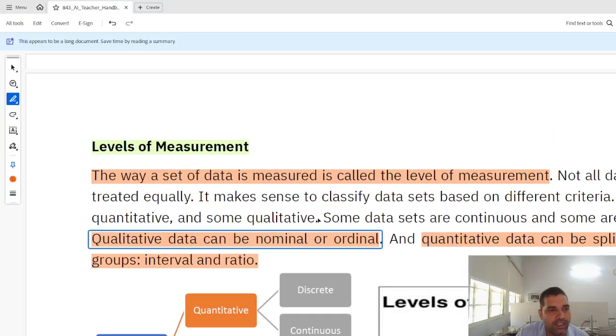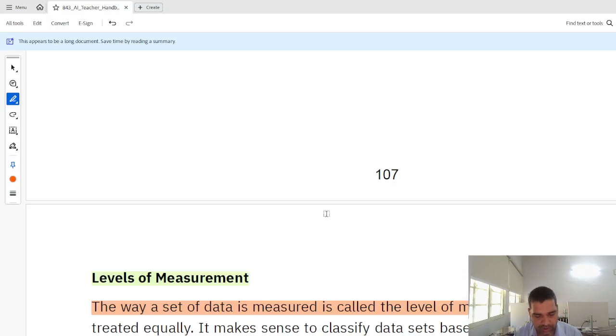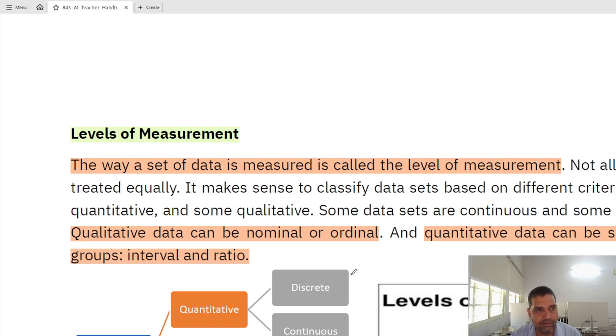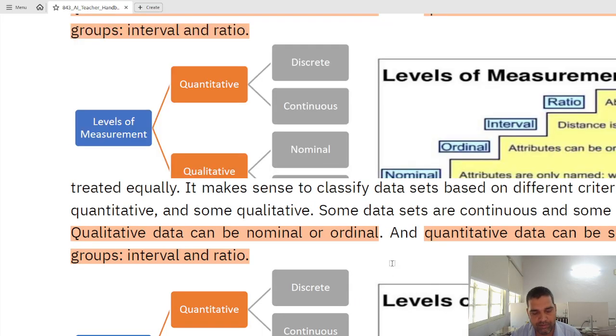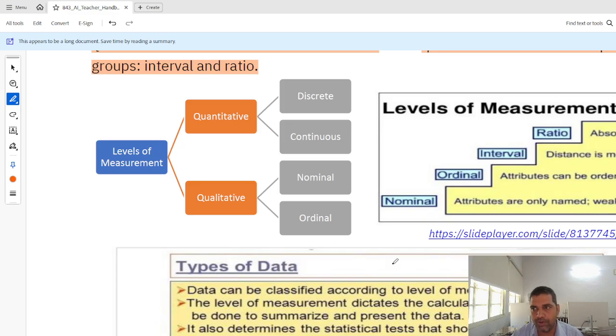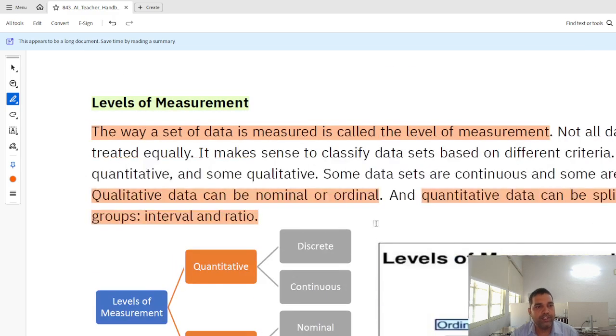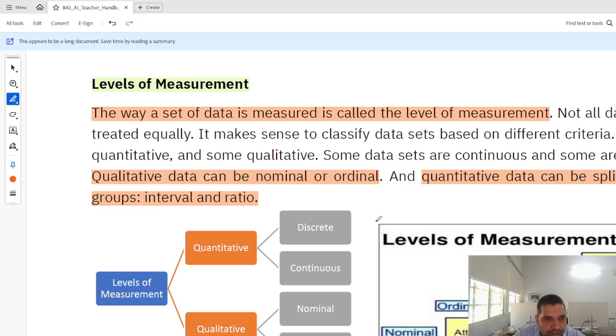So now we are on levels of measurement. There are different levels of measurement of the data. The way a set of data is measured is called the level of measurement. How we are measuring the data. All data cannot be treated equally. It makes sense to classify the data sets based on different criteria. So we classify the data on some rules and criteria.